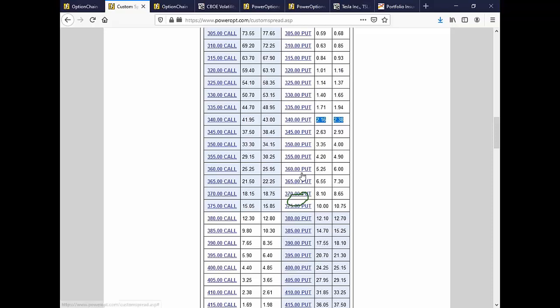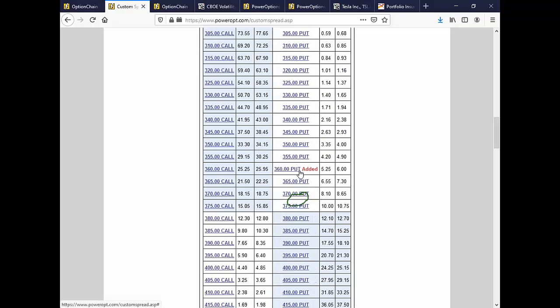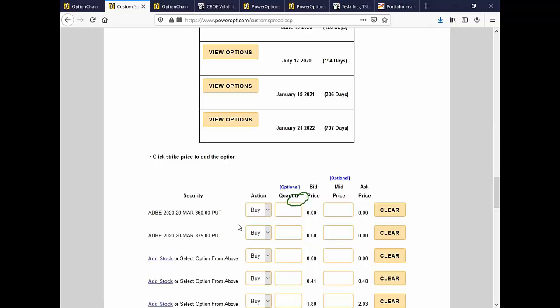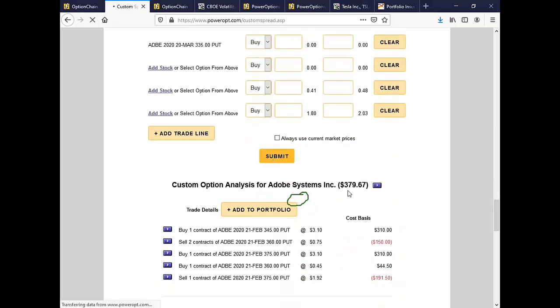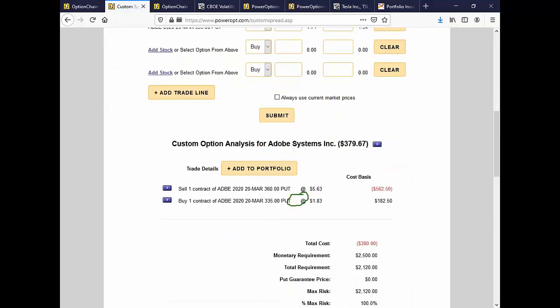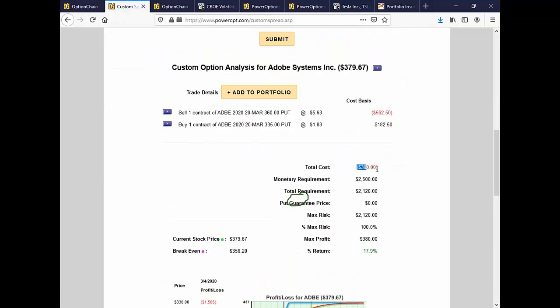So now you're looking at almost a 25. So I'd use the 360 I mentioned and the 335. This is now a 25-point spread instead of the 15-point spreads that you're in. And there's a 380 net credit. But the margin requirement's pretty high now.